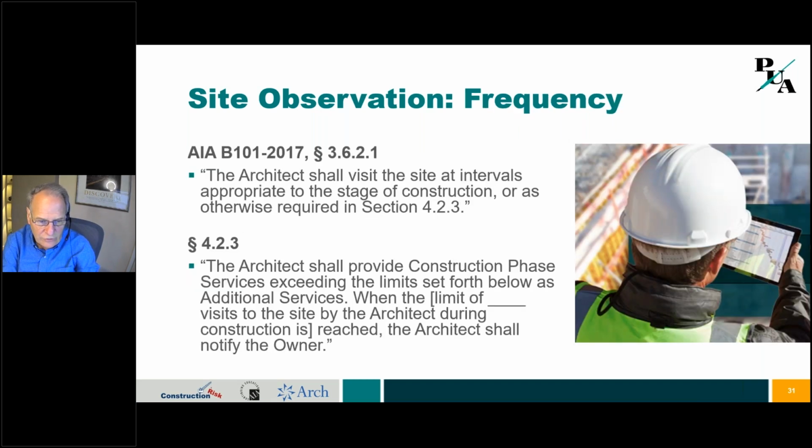Okay, how often are you doing the site observation? So the AIA B101 says you're going to visit the site at intervals appropriate to the stage of construction. If the architect is going to provide services that exceed these limits, then you're going to notify the owner if you're going beyond what the services were to be. It's an additional service if you're doing more than one a week, or whatever you've set, and then you get paid for that. Next slide.